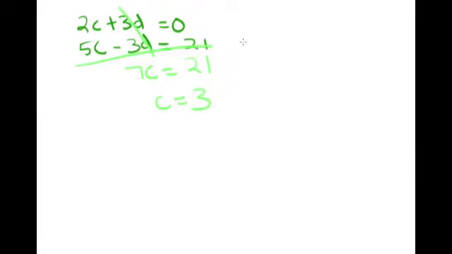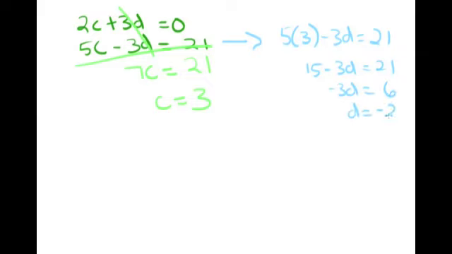And since c is equal to 3, then we plug it back in. I'll plug it back into the second one this time. So 5 times 3 minus 3d equals 21. 15 minus 3d equals 21. Negative 3d is equal to 6. d is equal to negative 2. So our final answer is 3, negative 2.